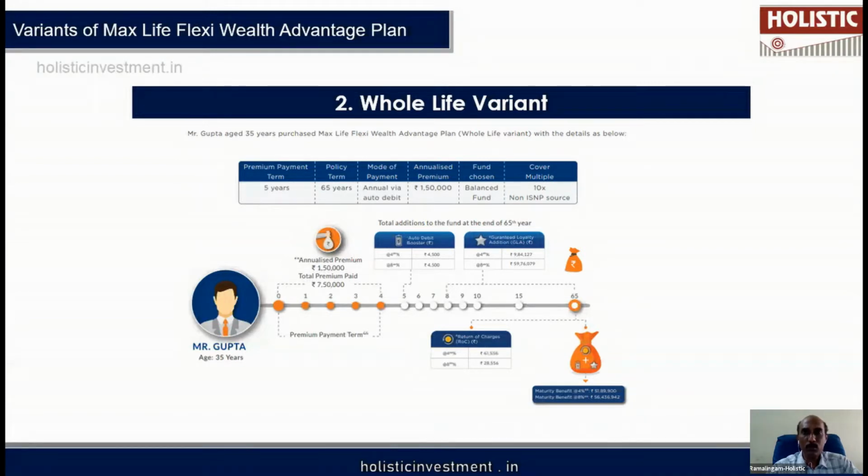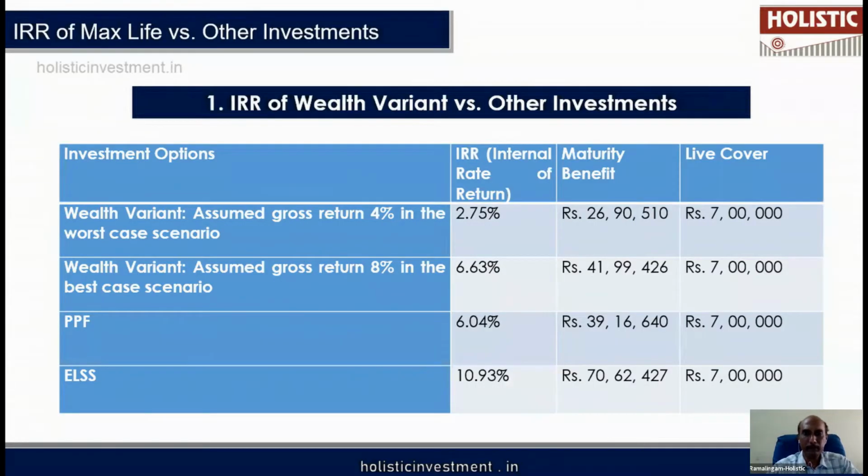In a worst case scenario, if Max Life generates only 4% return, how much will it work out to? In a best case scenario, Max Life can generate 8% gross return. Then how much return can it give us? So all those things we will see in detail.